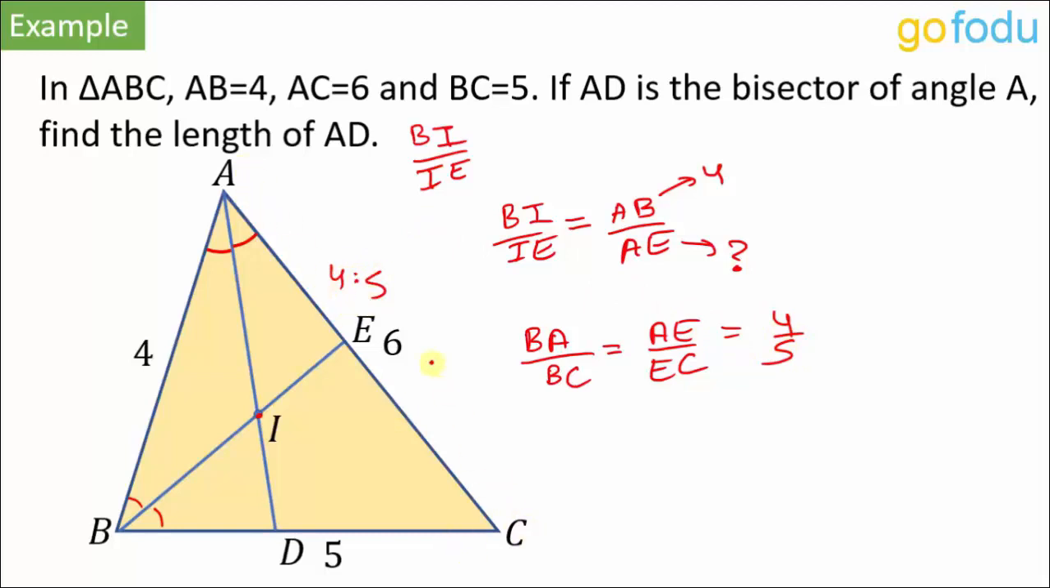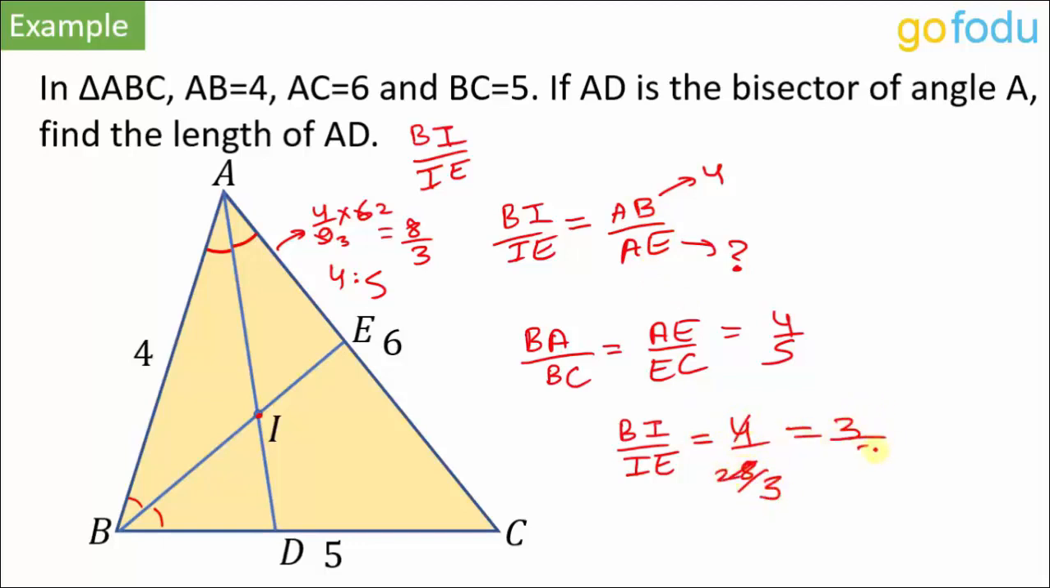Complete AC is given to us as 6. So AE will be 4 parts out of 9 into the total 6. That is 8 by 3. Okay. So BI upon IE will be equal to AB upon AE, that is 4 upon 8 by 3. This will be equal to 3 by 2, which is the final answer.